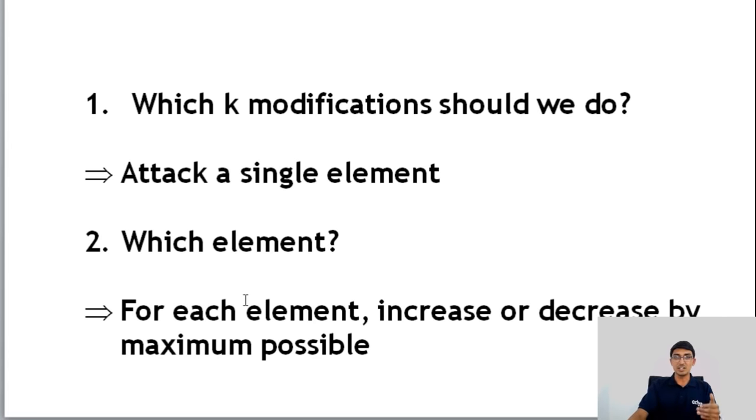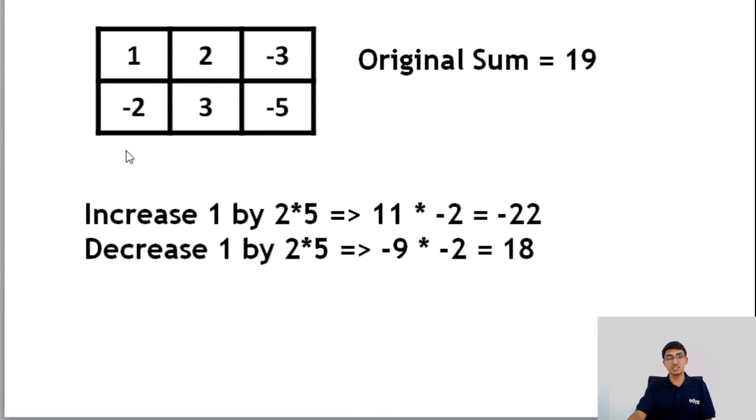We're going to go to each element. That is, for each element, we are going to increase it or decrease it by the maximum possible modifications. And once we increase or decrease it, we will see what the new sum is. And once we get the new sum, we will see if that is the least sum possible. The last two steps, if you didn't understand, don't worry. I'm going to take the example and see. So let's say this is the array.